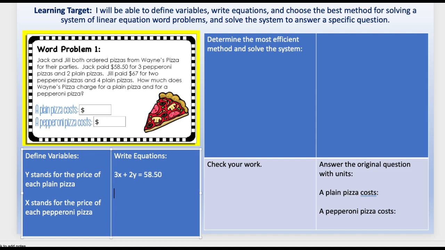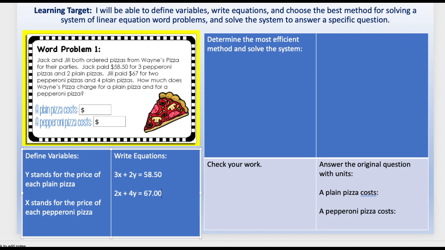We also need to write an equation for Jill. Jill bought 2 pepperoni pizzas, and we have X standing for the price of pepperoni, so I'm going to say 2X plus Jill also bought 4 plain pizzas, so that would be 4 times Y, and she spent a total of $67. All right, we've written our equations, we've defined our variables. The next step would be to determine the most efficient method and solve the system.